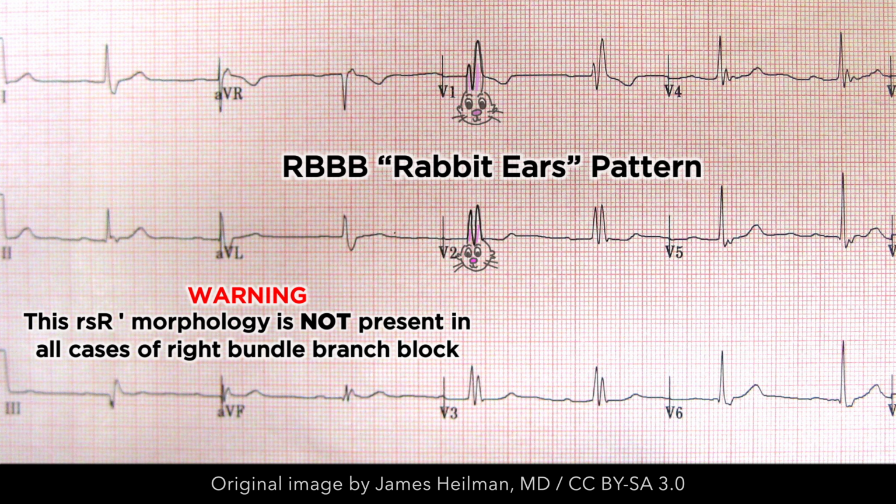With an RSR' wave, a small R wave is followed by a small S wave before terminating with a large R wave, R'. Note, however, that other possible wave morphologies also exist, such as QR, R', or just R. Thus, the more common RSR' morphology, or rabbit ears if you will, is not present in all cases of right bundle branch block.